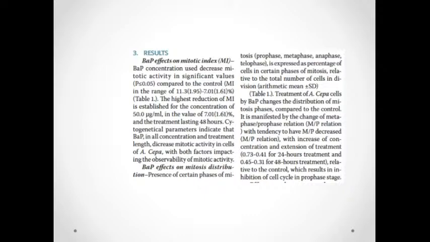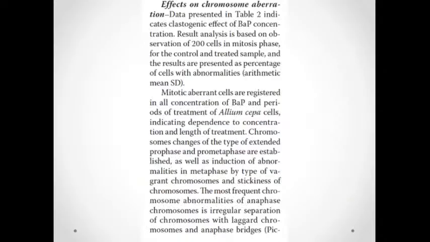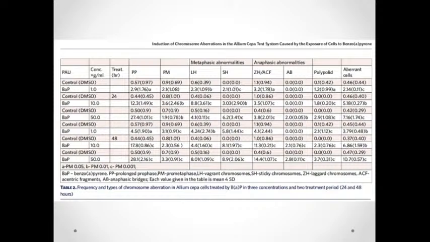It also affects the mitotic distributions. So we can see how it's changing the chromosomal aberrations also. It is done on 200 different cells, and they check various aspects of it. They check prolonged prophase, how long it is. They check prometaphase. They check vagrant chromosomes. They check sticky chromosomes. They check laggard chromosomes. These are all abnormalities in your chromosomes. They also check polyploidy and aberrant cells.